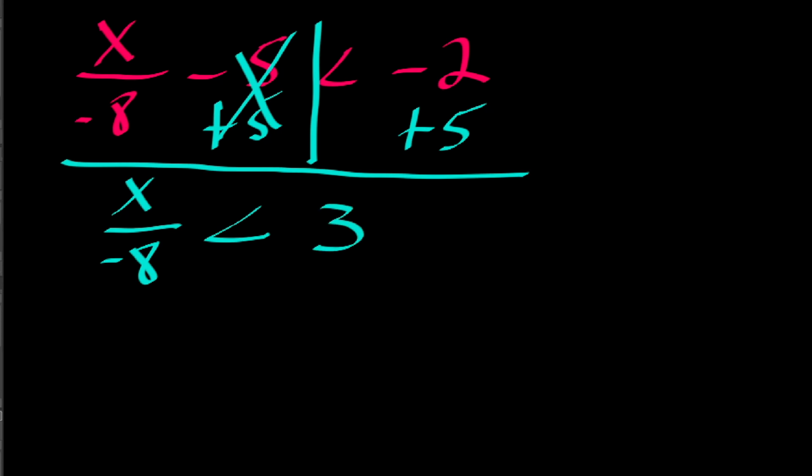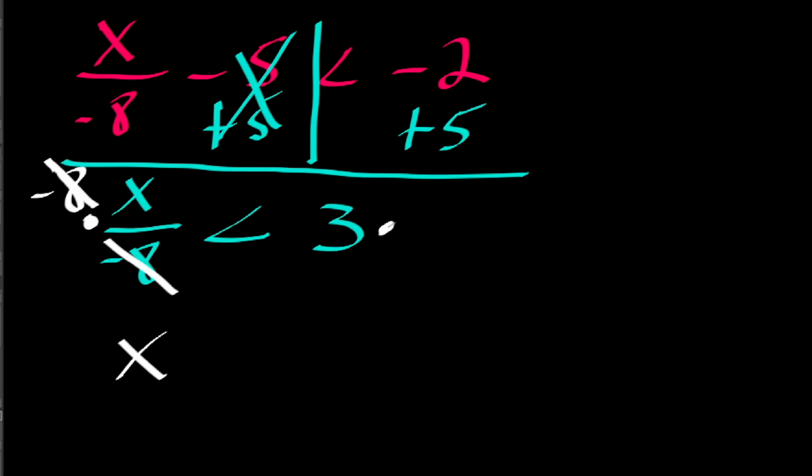Okay, so now here's a great example of when I get rid of this -8, it's actually going to flip this inequality, and look at why. X over -8 is actually just x divided by -8. So if I want to get rid of -8, I do the inverse, which is multiply by -8, and these two are going to cancel to give me 1, which gives me 1x or x.